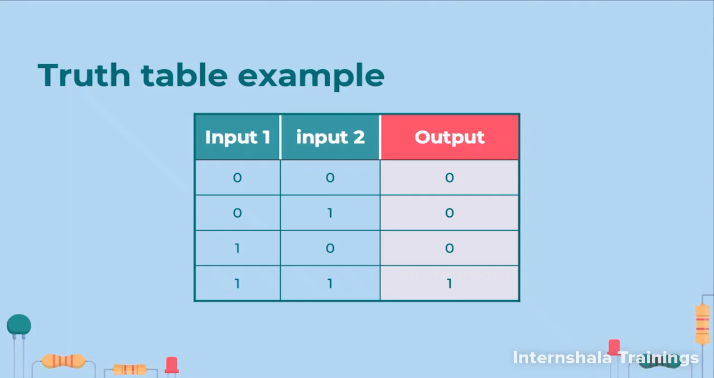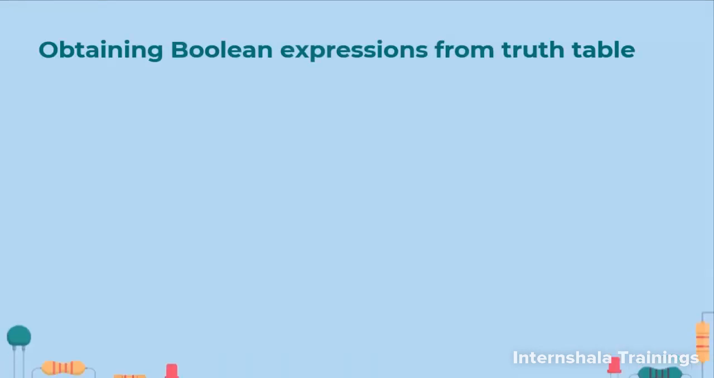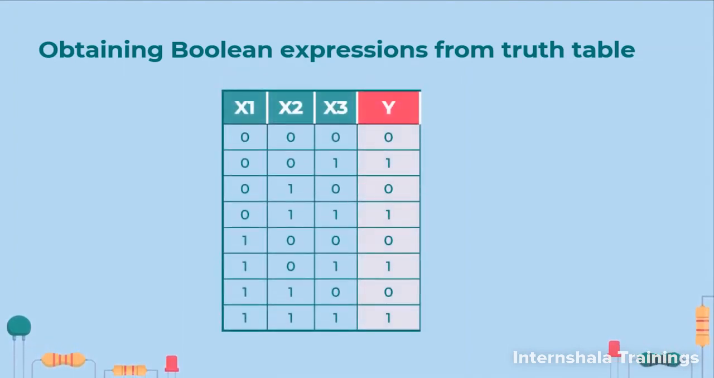Let us see an example where we are trying to obtain the Boolean expressions from a truth table. So here I have three inputs, x1, x2, x3. So if I have three inputs, I am going to have 2 raised to power 3, that means 8 input cases. And we can observe in this truth table that 4 outputs are 1 and 4 outputs are 0. How do we obtain the expression from such a truth table?